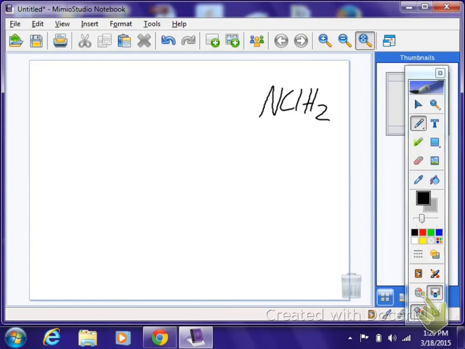NClH2. So that's not Ci, but Cl. Okay? The first thing I'd like you to do, based upon what we did yesterday, is to draw each symbol out, and then draw the number of valence electrons that would be around that symbol.